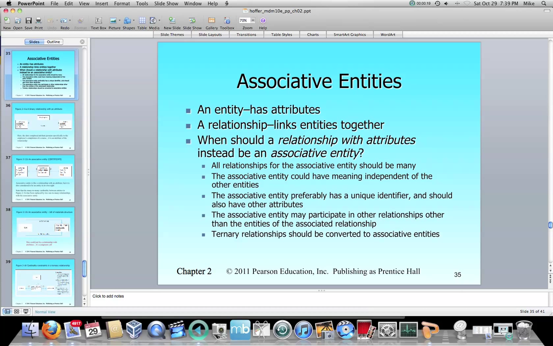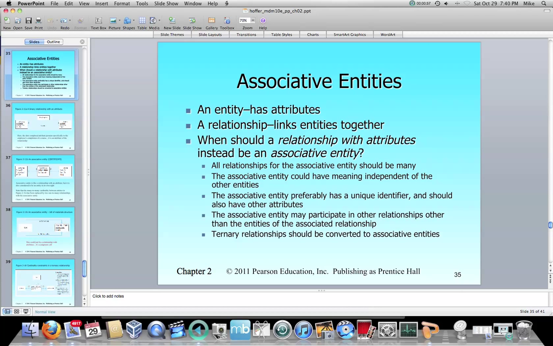Relationships link entities together. And then we have instances where we have two entities in a binary relationship, right? So we've got two entities, one relationship line, and it's a many-to-many. Again, we have an instance of employees and skills that we addressed in a previous video. We know that an employee can have many skills, and any particular skill can be associated with many employees. Therefore, we have a many-to-many.